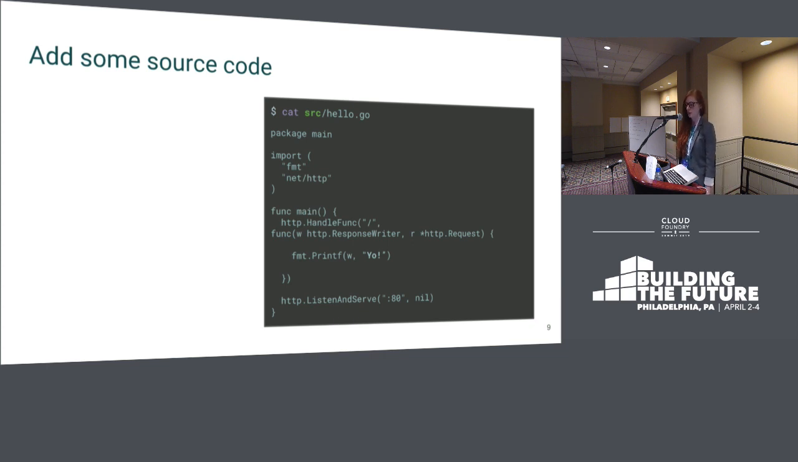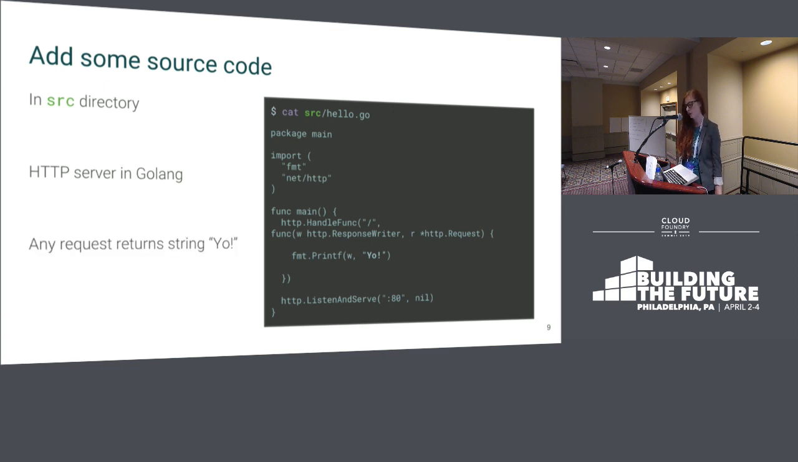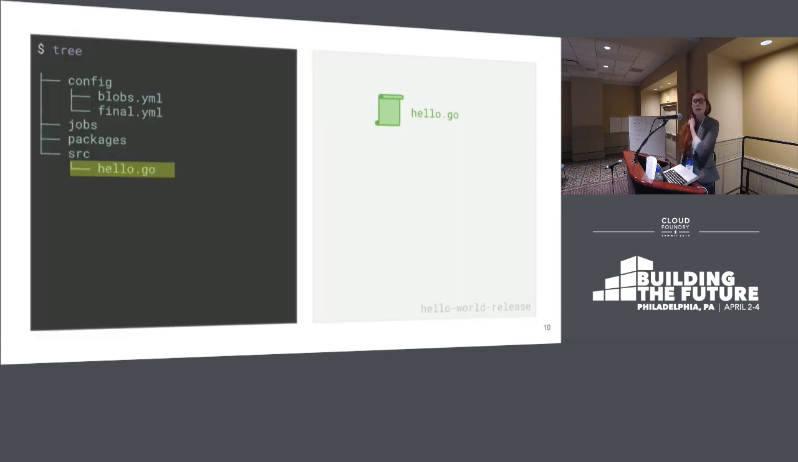So first, let's add some source code. This will go in the source directory. For us, we're just going to make a tiny server in Golang, which responds with the word yo every time you send any request to it. I just kind of wanted to move away from hello, so I'm going to use yo instead. So now we're building up our release. On the left here, we'll show the file structure you'll be building. And on the right is our visual representation. So far, we have this hello.go, which is our tiny little Golang server.